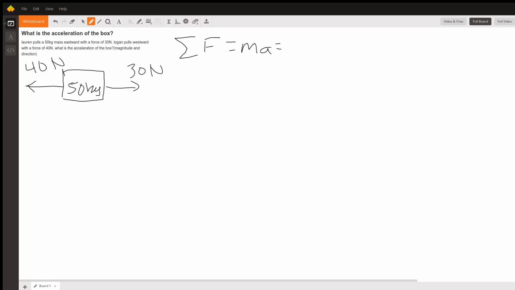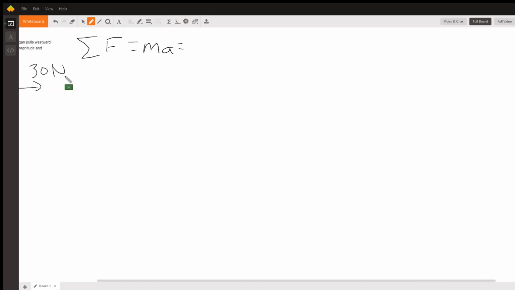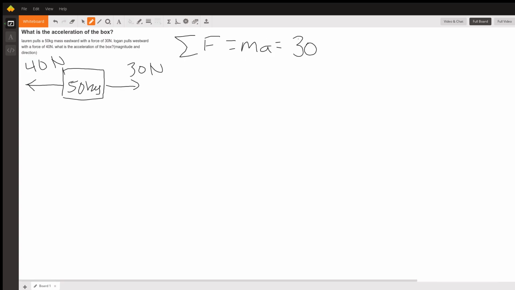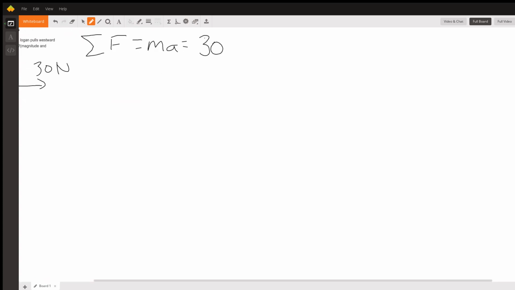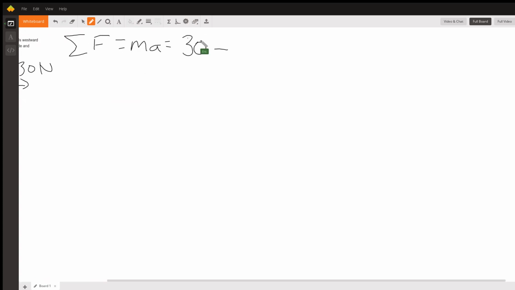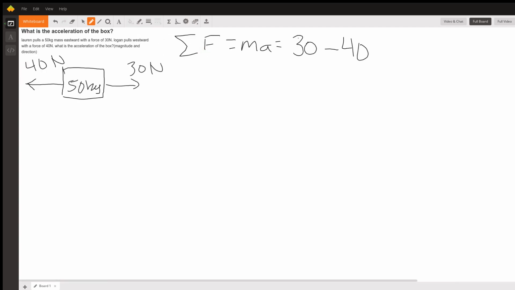And then we write down all the forces acting on the rock. So let's call the eastward direction positive, because that's typically what we consider it. So the 30 newtons are pulling eastward, so that's positive 30 newtons. And the 40 newtons are westward, so we'll assign a negative sign to that. And since we have no other forces acting on it, we're done with the setup of our equation.